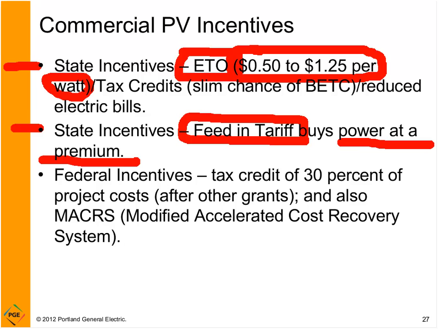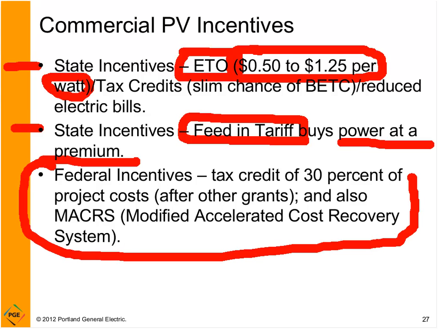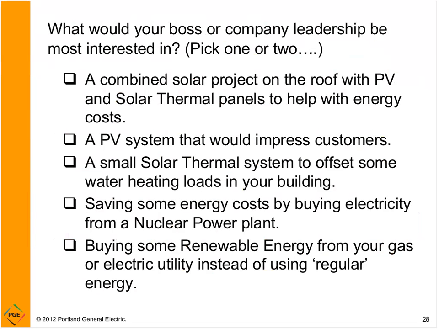Lastly, the federal incentives. This again is a tax credit of 30% of your project cost, after you reduce your cost by grants. The Energy Trust incentive is considered a grant. You also get the MACRS from the federal government on your taxes. So those are the incentives for PV.